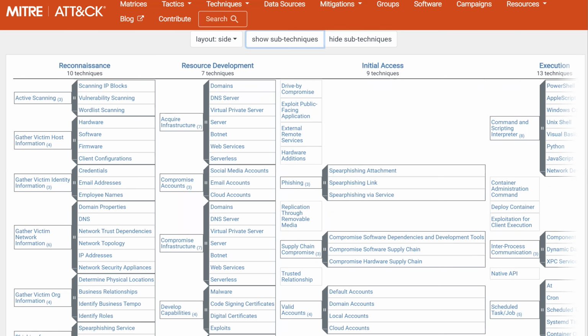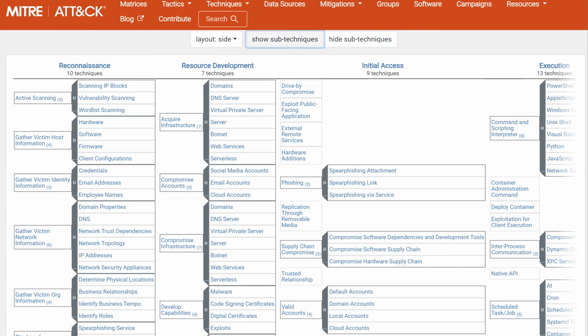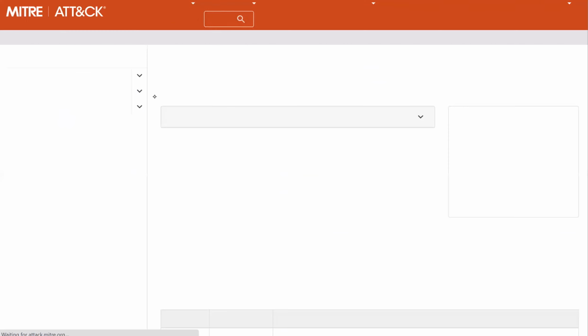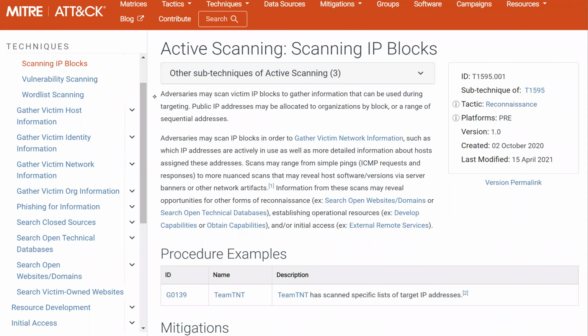It's consolidated. We can start to see the difference between the sub view. I like this a little bit more because it is more intuitive, and then I don't need to drill down individually. If I'm looking at active scanning, for example, I can look at the sub techniques and it's grouped them together. So if I hover over this and go, okay, if I need to look at scanning IP blocks, what does that look like? If I go to that web page, you can see the adversary may scan IP blocks to gather information that can be used during targeting. Public IP addresses may be allocated to organizations by block or target range by sequential addressing.